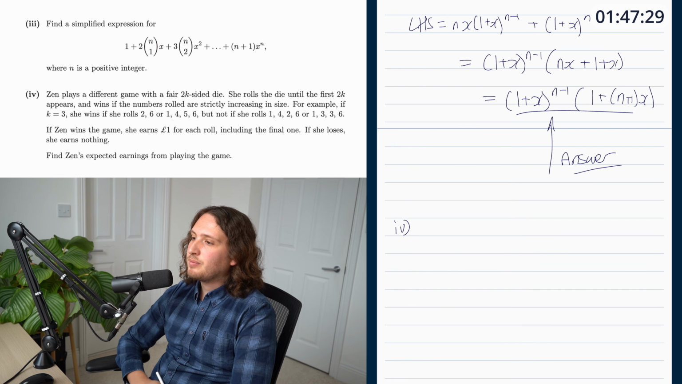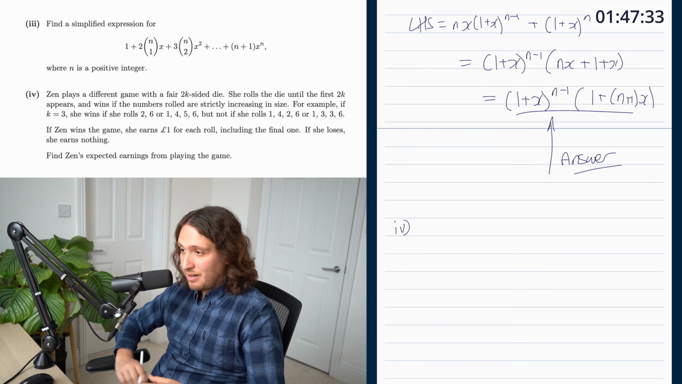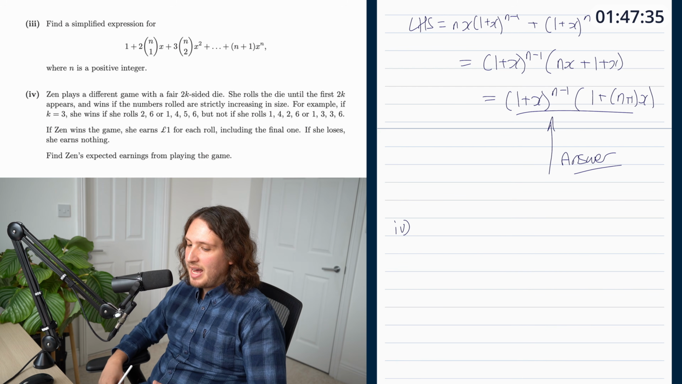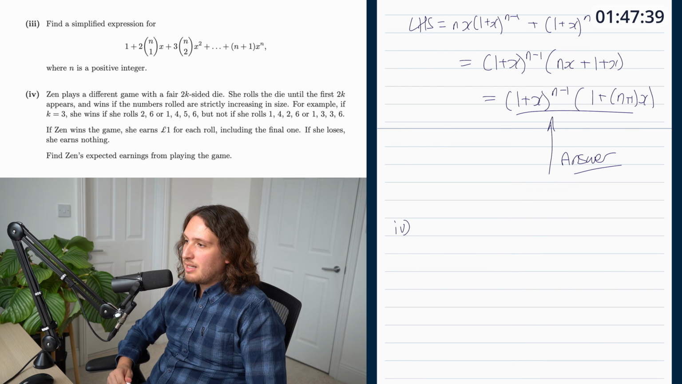Part 4. Zen plays a different game with a fair 2k-sided die. She rolls the die until the first 2k appears and wins if the numbers rolled are strictly increasing. If she wins, she earns £1 for each roll. If she loses, she earns nothing.